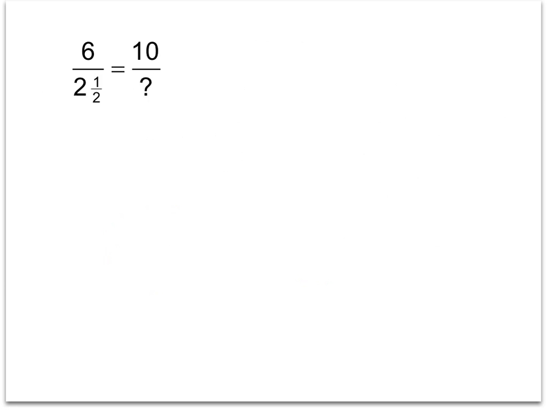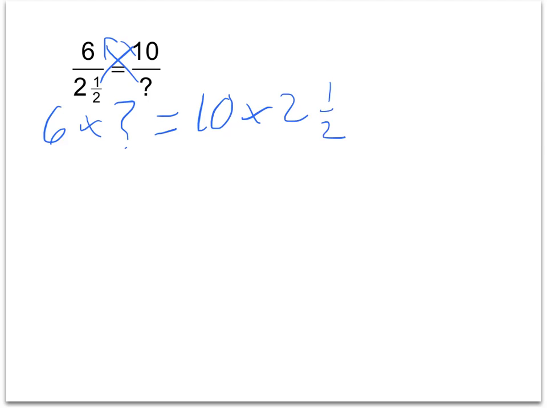We'll get rid of our labels here so things look neater. And so we're going to cross multiply. On the left we'll have 6 times a question mark. On the right we're going to have 10 times 2.5. Now on the left there's really nothing to do here, so let's just write that 6 times question mark. On the right we need to do this multiplication. Well, in order to do this multiplication, let's convert this mixed number over to an improper fraction. So 2½ as an improper fraction is 5/2.